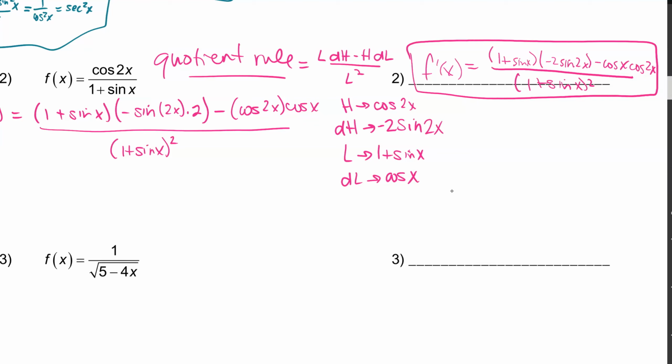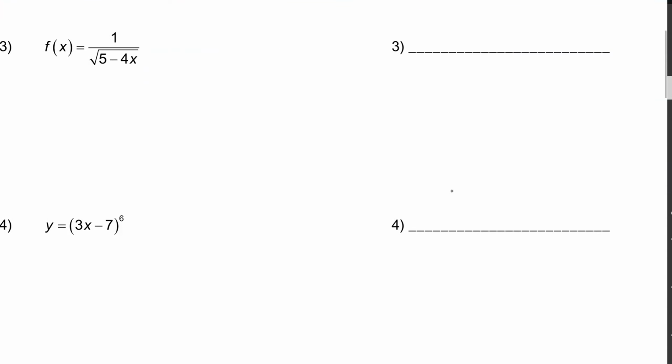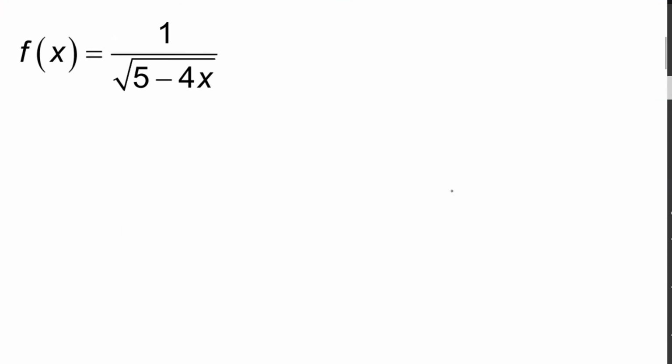Okay, number 3. Number 3. So I'm going to rewrite this. Make it a little simpler for ourselves, hopefully. 5 minus 4x to the negative 1/2.